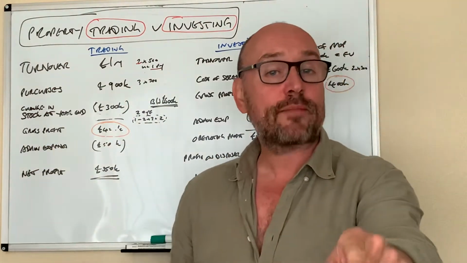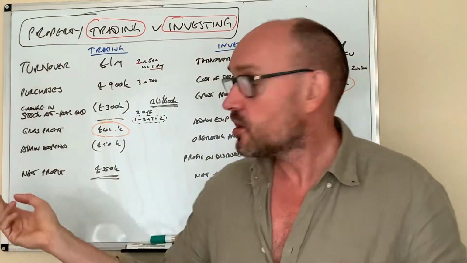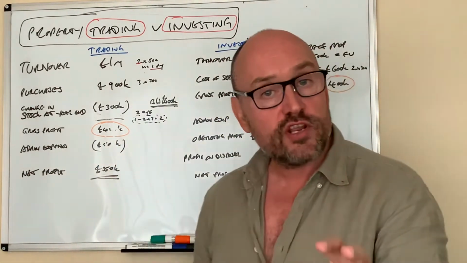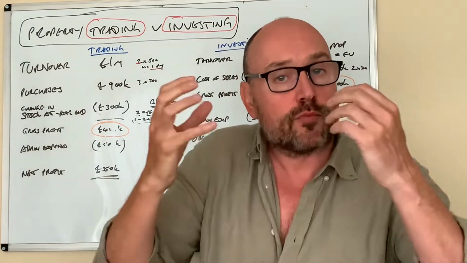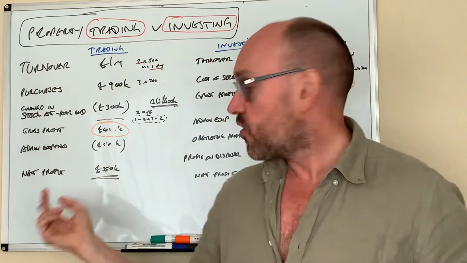And then assume they've got admin expenses, back office expenses of a modest amount, 50 grand. So they're left with a net profit of 350,000 in the profit and loss account, and then they pay tax on that, more or less.